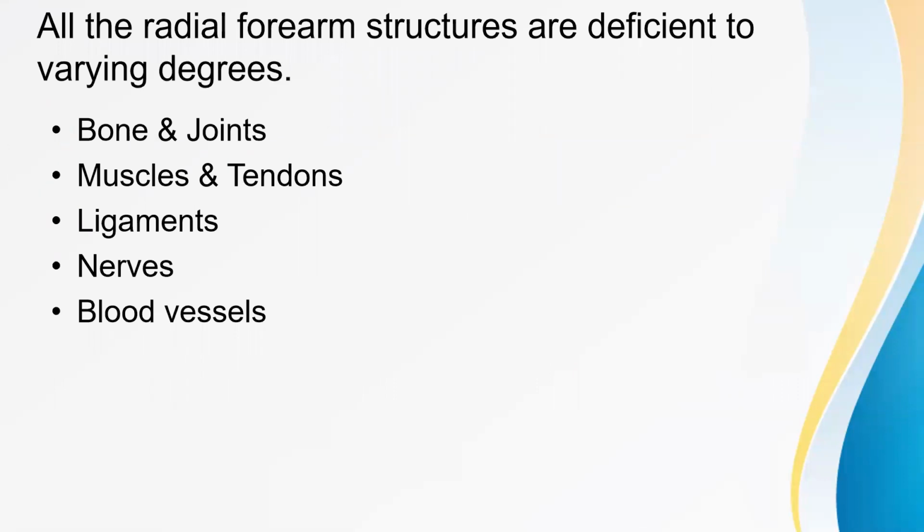All the radial forearm structures are aberrant or absent to varying degrees. This includes bones and joints, muscles and tendons, ligaments, nerves, and blood vessels. So we are not dealing with just bony correction. And this is important in surgery for surgical precautions during the procedure.